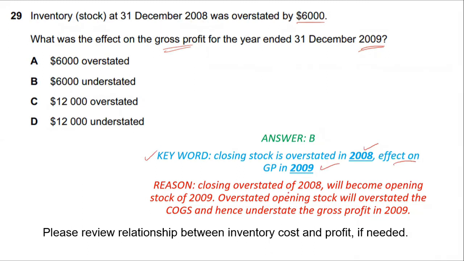Since closing stock was overstated in 2008, this will become the opening stock of 2009. Overstated opening stock will overstate the cost of goods sold for 2009 and hence understate the gross profit for 2009. So my gross profit would be understated by $6,000. Hence option B is the correct answer for multiple choice 29.